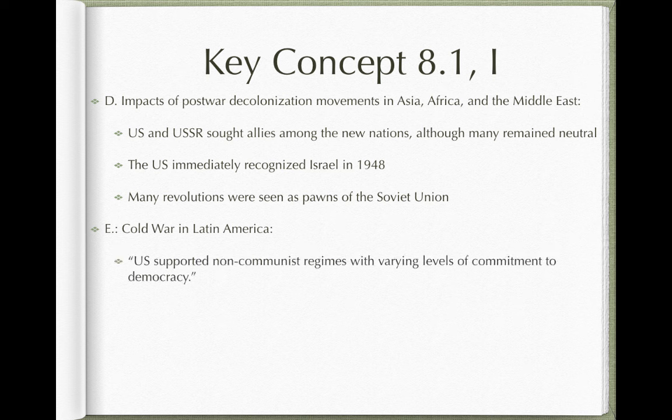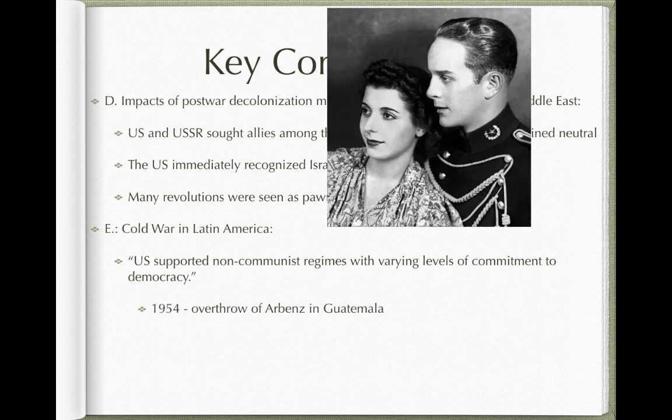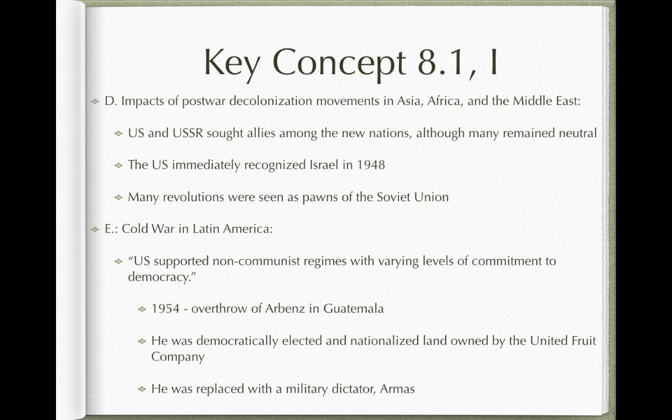The Cold War will also be felt in Latin America, in which the U.S. will support non-communist regimes with varying levels of commitment to democracy. So pretty much the idea of the U.S. is they would support almost any type of government as long as they weren't communist. So in 1954, the CIA helped overthrow the democratically elected leader Arbenz in Guatemala because he nationalized land owned by the United Fruit Company. Now, you'll hear a lot in this time period, period 8, of nationalizing. What that means is the government is going to take land from companies and it now belongs to them. So the U.S. will be concerned that that sounds a little too much like communism. So Arbenz is going to be overthrown and he will be replaced with a military dictator, Armas.